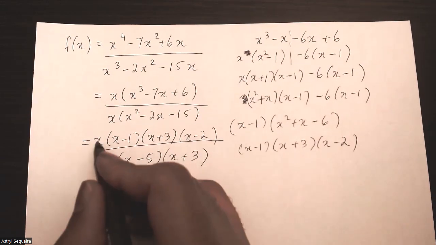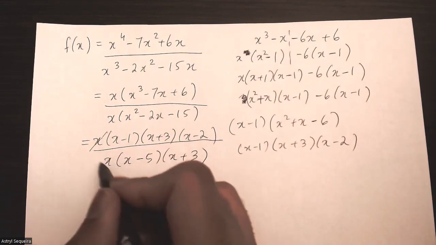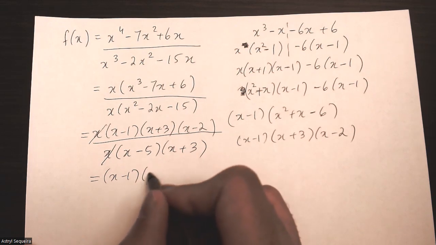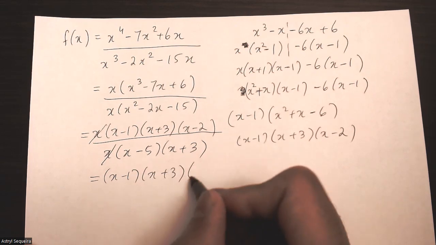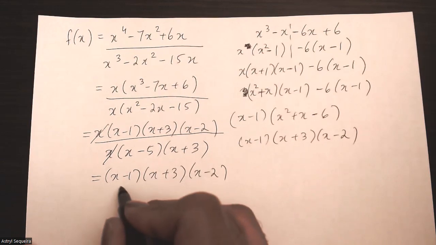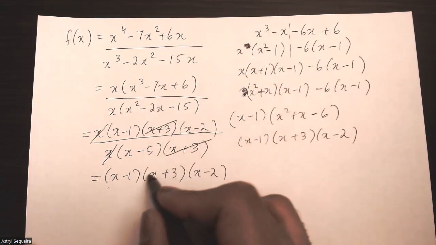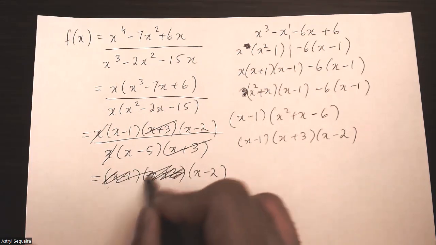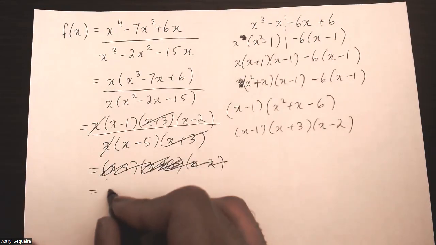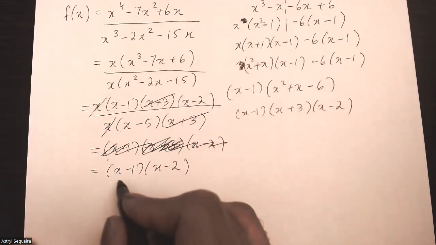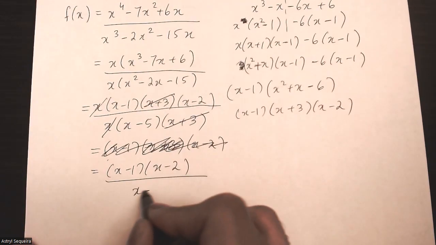Now, once I factor, I can cancel anything. In this case, I can cancel the two x's. So I'm left with x minus 1, x plus 3, x minus 2. Oh, I can also cancel the x plus 3's. So there's 2 holes in this question. So this is just x minus 1 times x minus 2 divided by x minus 5.